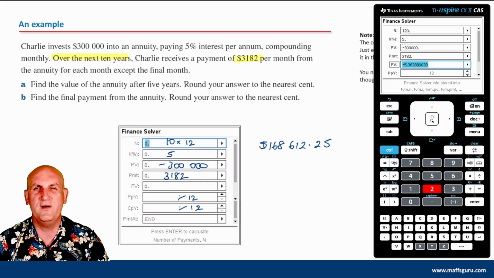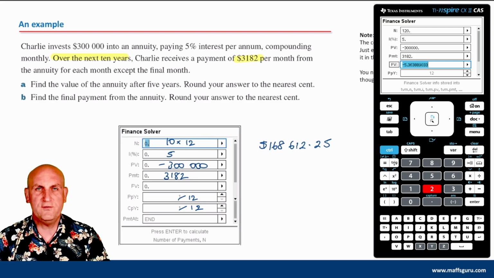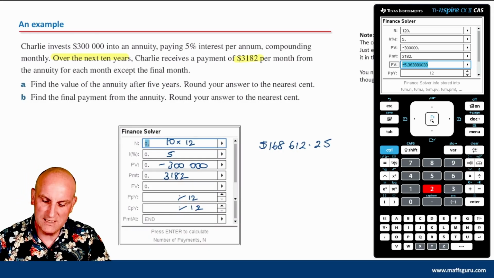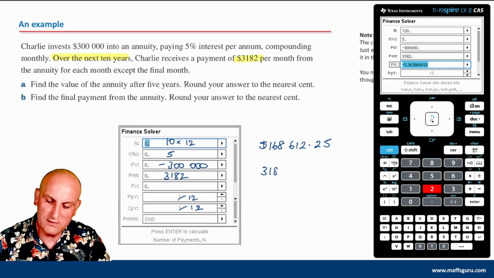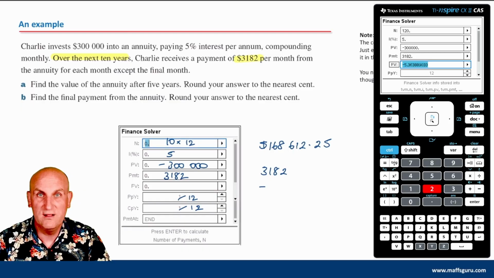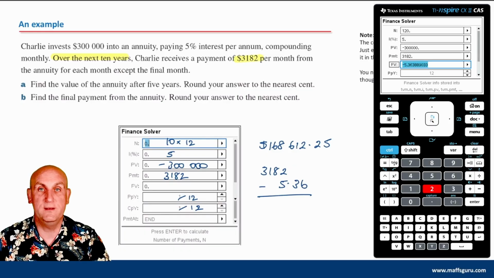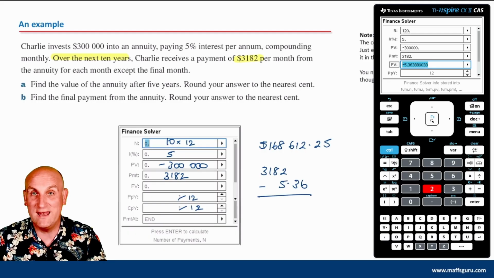Now that minus $5.36 means I'm losing, means that after 120 payments, I owe the bank $5? No, I don't, thank you very much. So actually what I'll do is, rather than take $3,182, I'm going to subtract the $5.36 from that, and ultimately that is the final payment I will receive from the bank. I don't want to owe the bank anything. Remember, minus means I would end up owing the bank money.